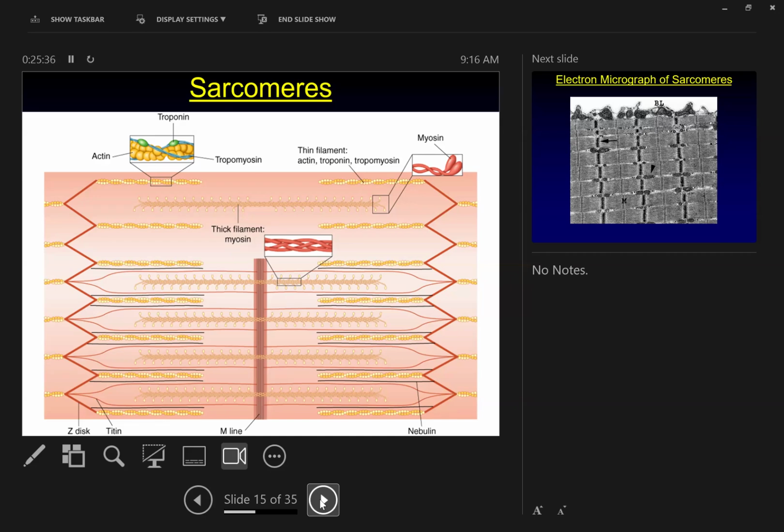Force production is going to come from here. These things slide, they pull on the Z line. The Z line of one sarcomere pulls on an adjacent one, pulls on an adjacent one, pulls on connective tissue, pulls on the fiber, and eventually is going to be what makes movement and force transmission onto the tendon.